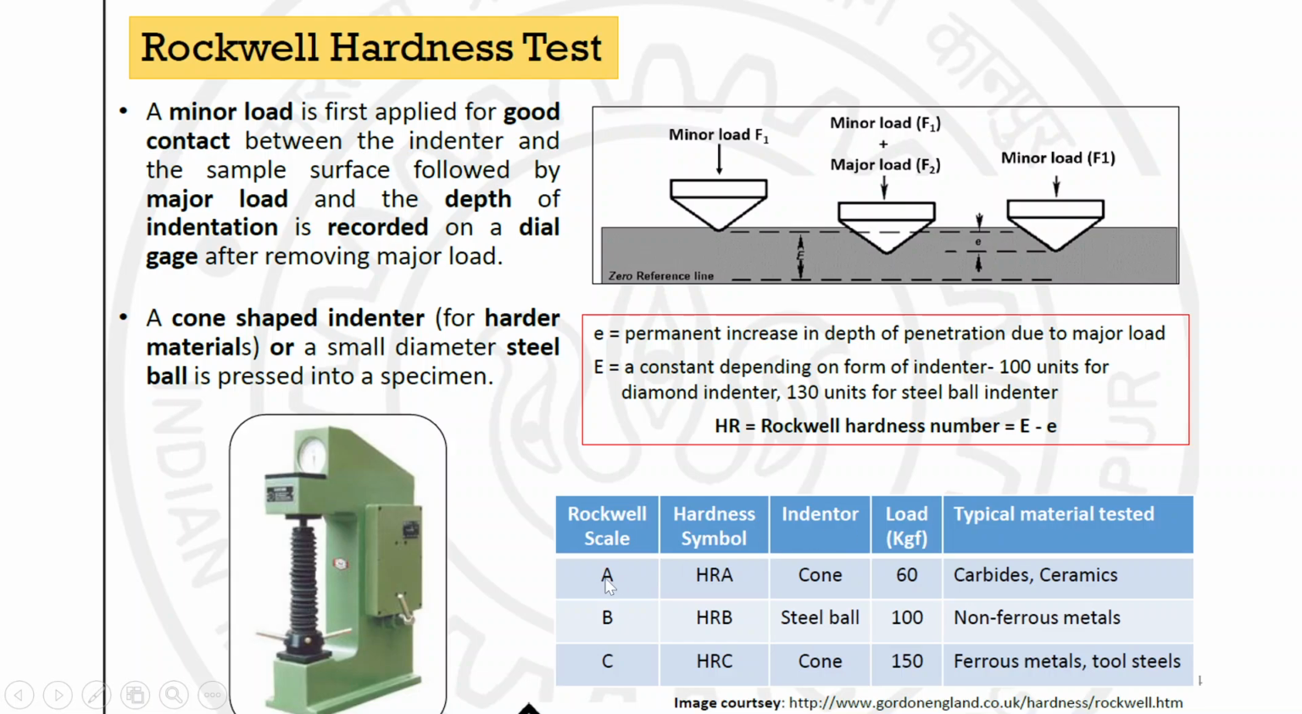Typical materials tested with the A scale are carbides and ceramics. In case of the B scale, you use non-ferrous metals which are softer, and in case of the C scale, you use ferrous metals and tool steels which are harder compared to materials tested with steel balls, so you use a diamond indenter.